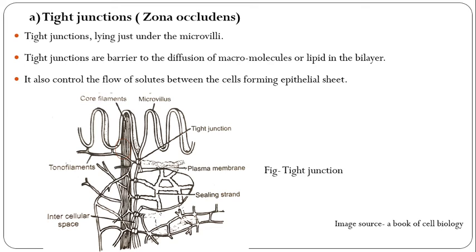The five-layer region. So the tight junctions are a barrier, tightly fused. Tight junctions are a barrier to the diffusion of macromolecules or lipids in the bilayers. They prevent the diffusion of many substances between the intestinal lumen and the blood through the extracellular space between the cells. They also control the flow of solutes between the cells forming epithelial sheets.